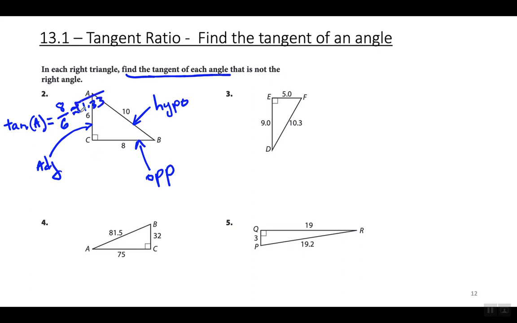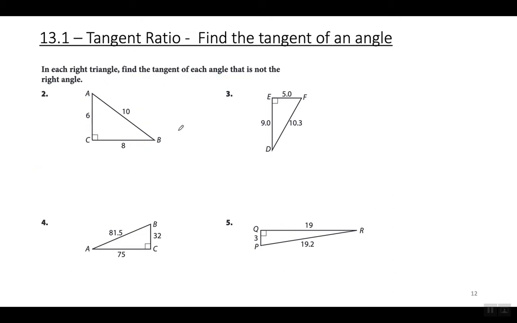Now I'm going to do the same thing for angle B, which changes which side is the opposite and which side is the adjacent. So from the point of view of angle B, this is the adjacent and this is the opposite. So the tangent of angle B is going to be 6 divided by 8, which is going to equal 0.75.